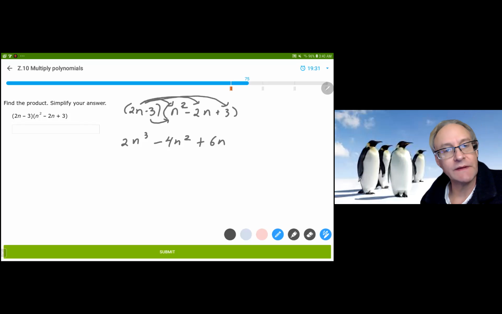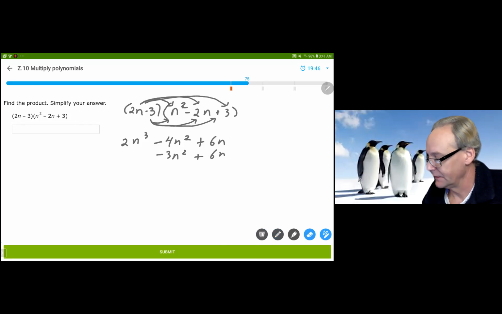I multiply the negative 3 times the n squared. I multiply the negative 3 times the 2n, and I multiply the negative 3 times the positive 3, and that's going to be minus. I'll just write it minus. I sometimes put a plus and negative, but that's just minus.